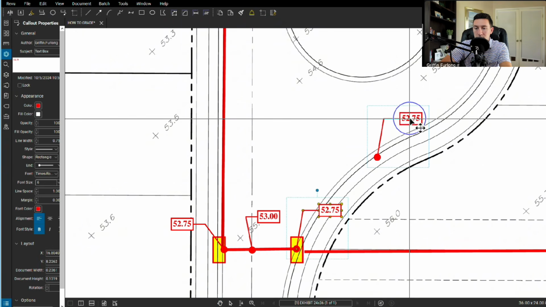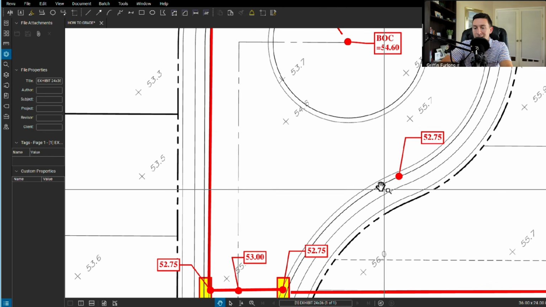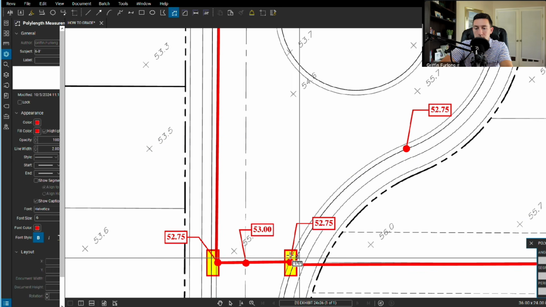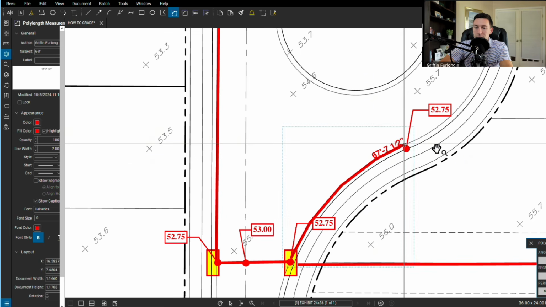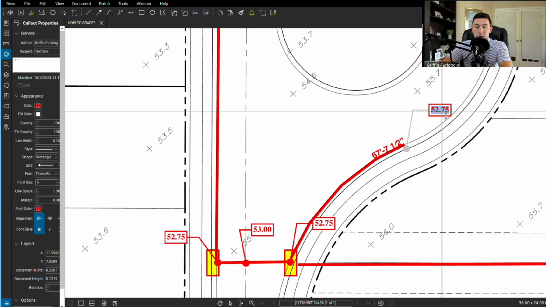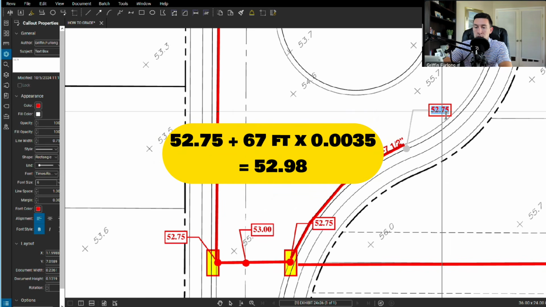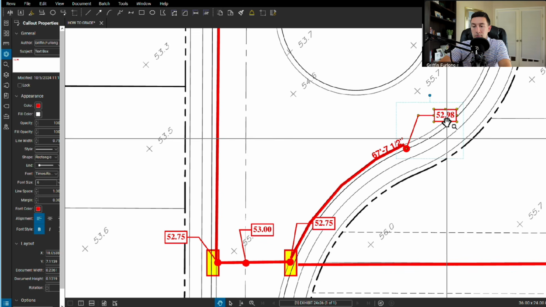So I'm going to go ahead and copy this point, and I'm going to go roughly right there at that POC. That is a change in the curvature. So let's get a linear feet from this guy, and let's go all the way up to this point. So we got about 67 feet. Let's go up 0.35% at 67 feet. So I'm going to take that low point, 52.75, plus 67 times 0.0035, and I get 52.98. Do I want to round? I'm not going to round for this one. So that grade right there is going to be about 52.98.